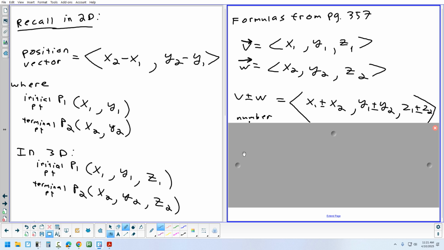Did you put the symbol underneath for plus and minus? Yeah, so that means plus or minus. So if you wanted to subtract them, and you were doing v minus w, v would come first, w would come second: x1 minus x2, y1 minus y2, and z1 minus z2.